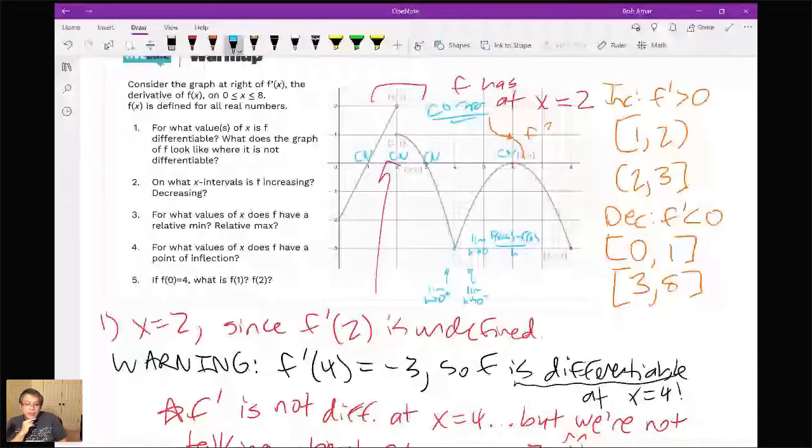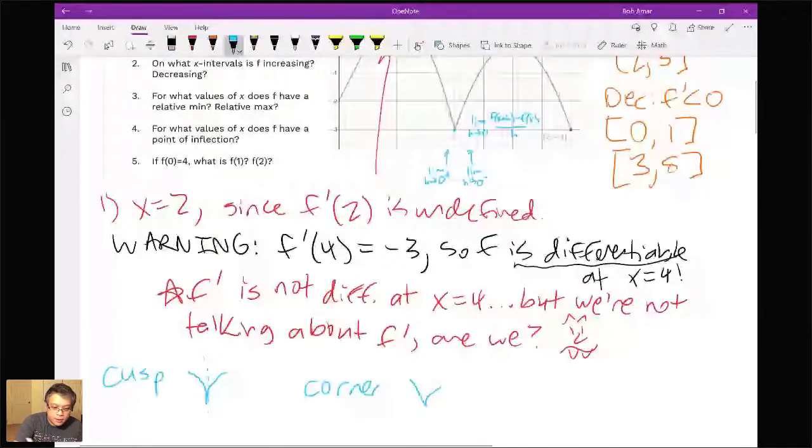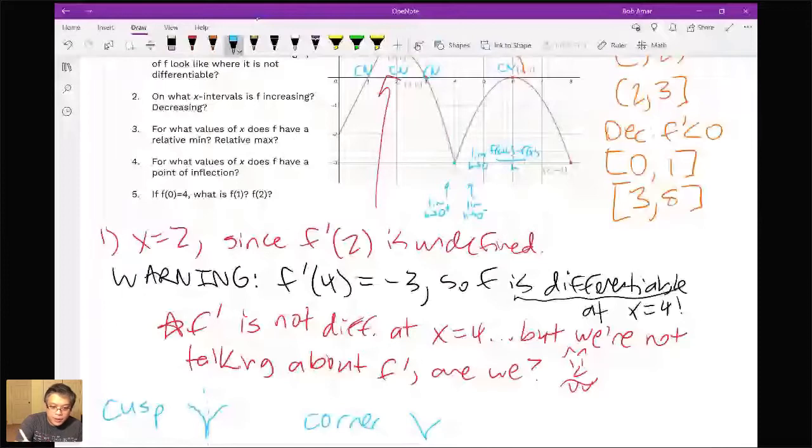The only place where you get a relative min is at x equals 1 because the derivative goes from negative to positive. Am I doing that backwards? Negative to positive. Yeah, okay. So relative min at x equals 1. And similarly, I only see one relative max.